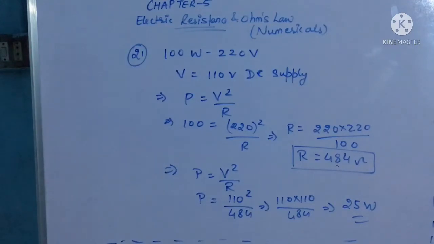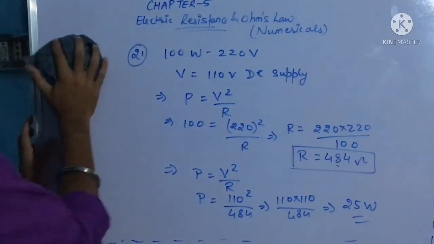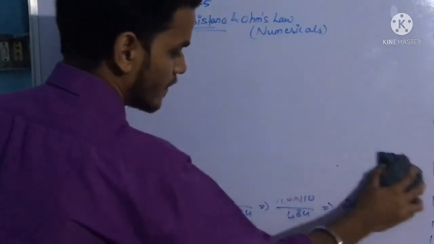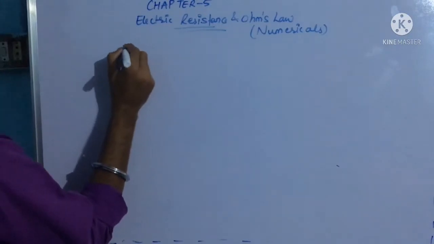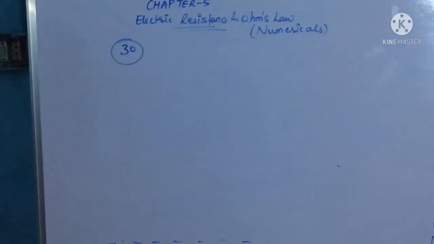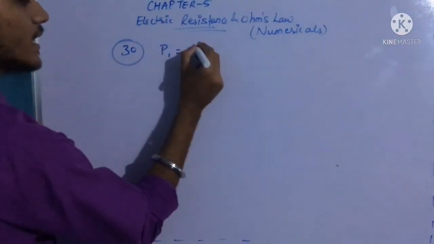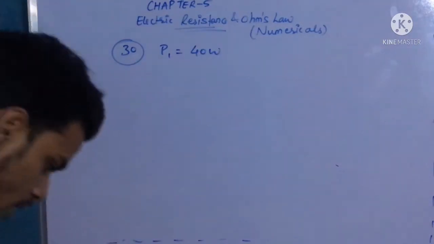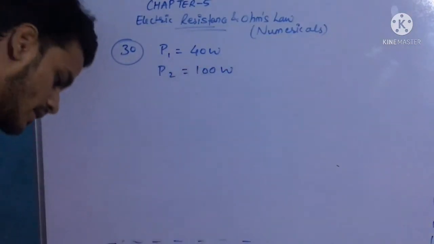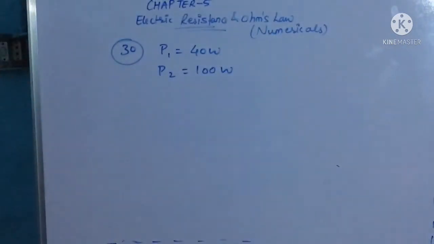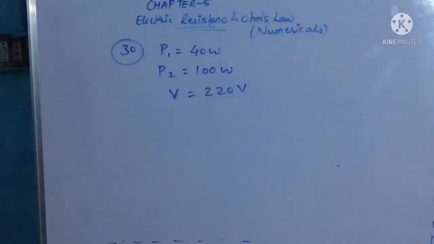Understood? Now the next question is question number 30. All the questions are like this only. We are doing every type of question. Now, what does question number 30 say? Find the ratio of resistance of a 40 watt bulb, P1 is given as 40 watt, and a 100 watt bulb, P2 is given as 100 watt, to work at a 220 volt supply line, so potential is given as 220 volt. We have to find the ratio of resistance.